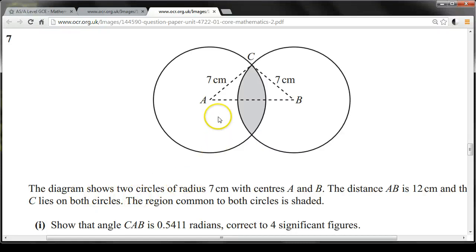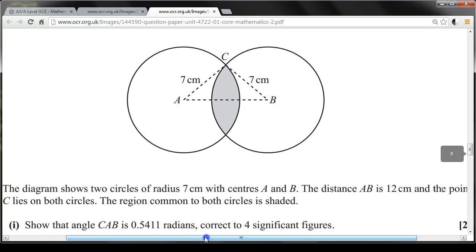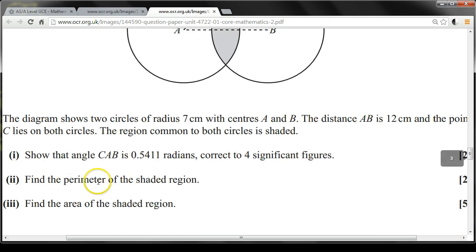The diagram shows two circles of radius 7 centimeters with centers A and B. The distance AB is 12 centimeters and the point C lies on both circles. The region common to both circles is shaded. Show that the angle CAB is 0.5411 radians, correct to 4 significant figures. Find the perimeter of the shaded region and find the area of the shaded region.